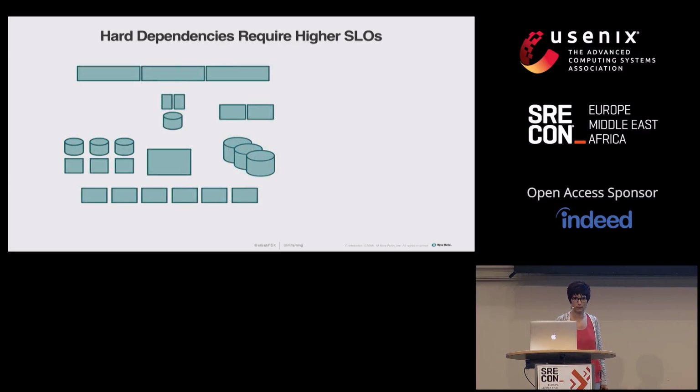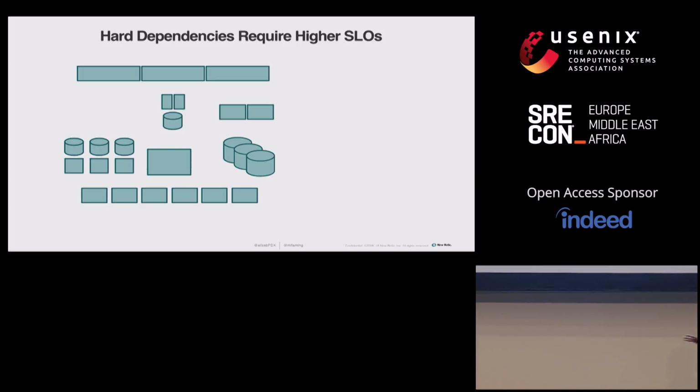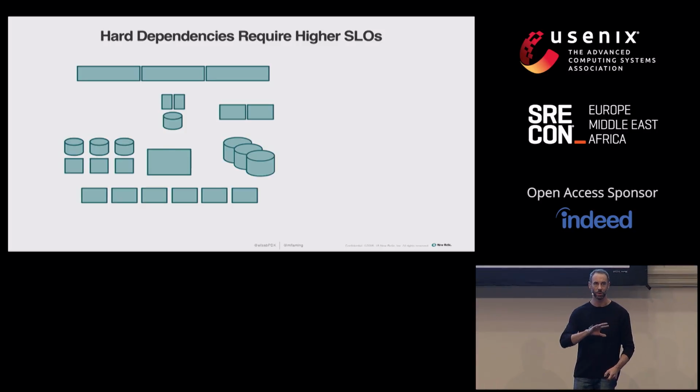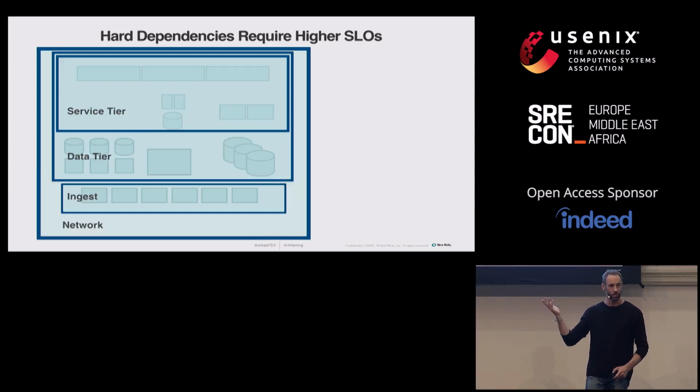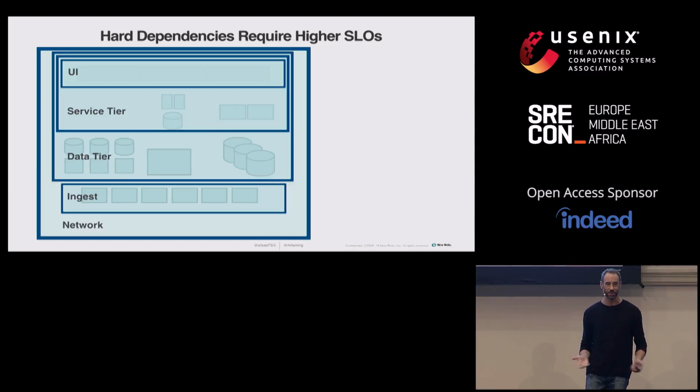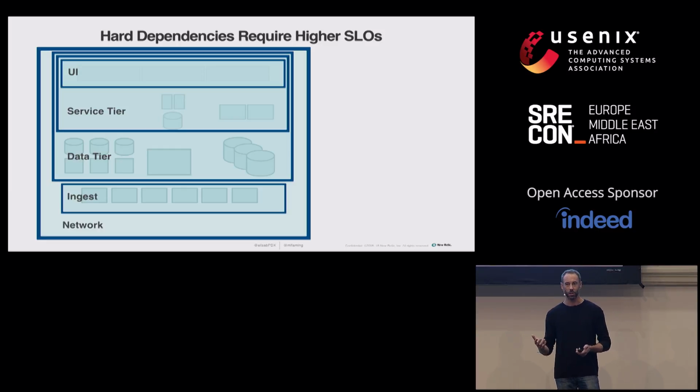Super true. So it's actually worth pausing a second to dig into this a little bit more and how we think about SLOs for different pieces of our infrastructure. So looking at this platform, we have a stack of dependencies. At the bottom, we have the network. Everything needs the network to run. Then we have our ingest tier, which, unlike the network, is pretty fault isolated.